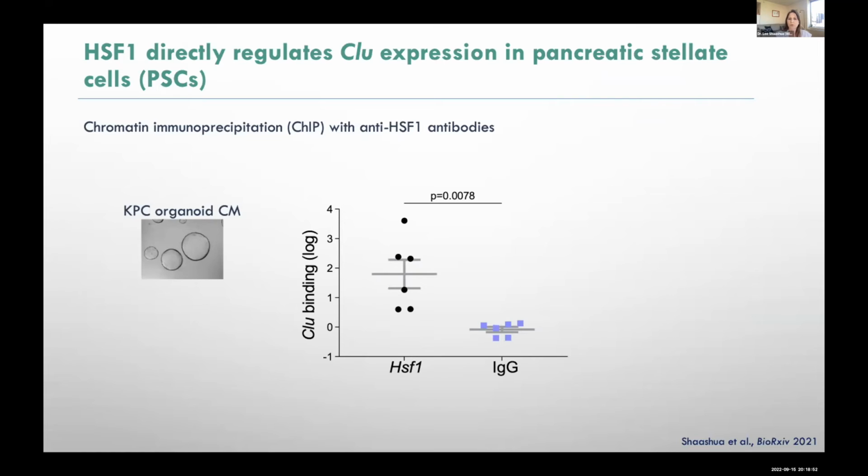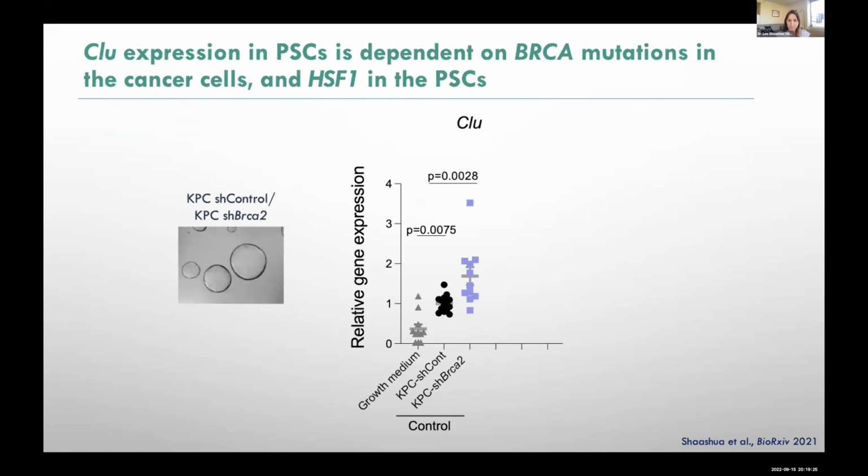For that, we used pancreatic stellate cells, which we isolated from naive mice. Pancreatic stellate cells are the naive fibroblasts of the pancreas. We exposed these fibroblasts to conditioned medium from KPC organoids, so conditioned medium from the cancer cells. And then using anti-HSF1 antibodies, we checked whether there is binding to the clusterin gene. And we indeed found that HSF1 directly regulates clusterin in PSCs following exposure to cancer conditioned medium.